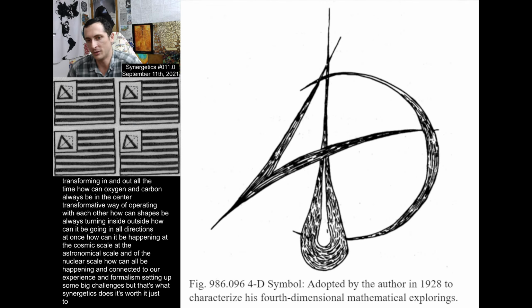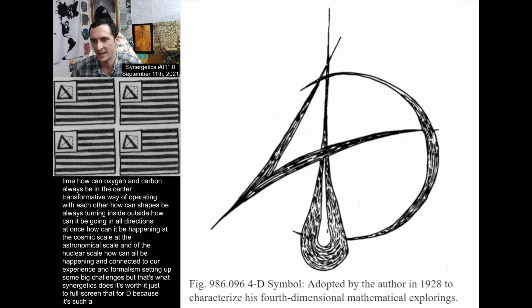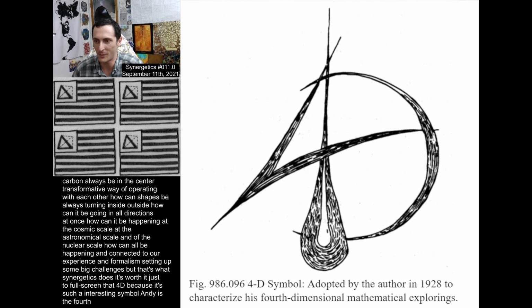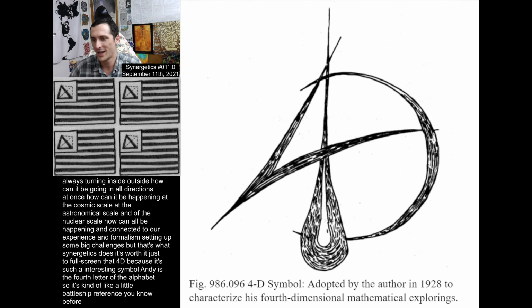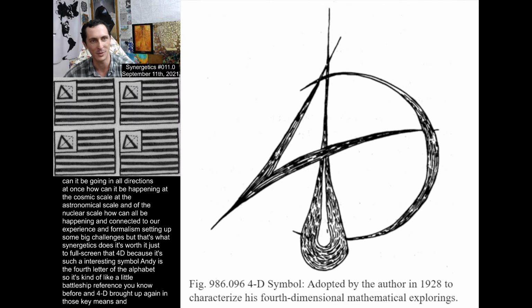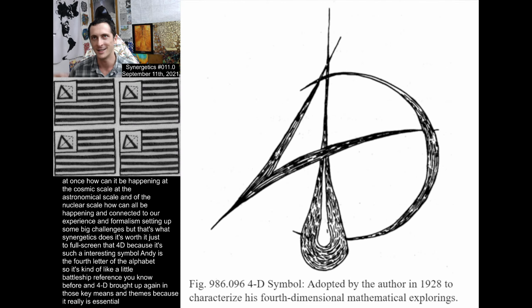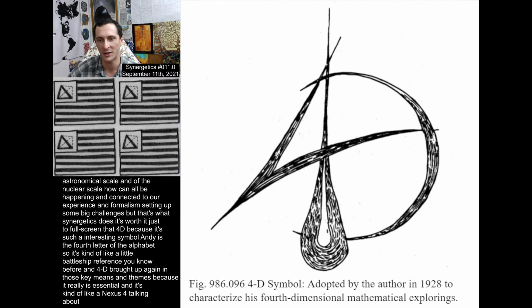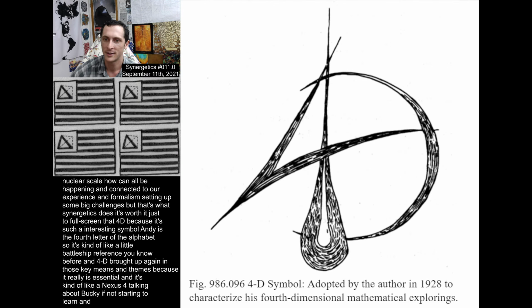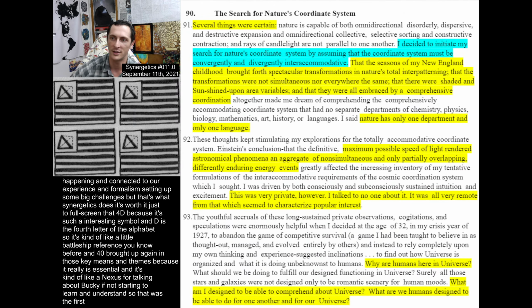And it's worth it just to full screen that 4D, because it's such an interesting symbol, and D is the fourth letter of the alphabet, so it's kind of like a little battleship reference, D4. And 4D brought up again in those key memes and themes because it really is essential, and it's kind of like a nexus for talking about Bucky, if not starting to learn and understand. So that was the first sequence.